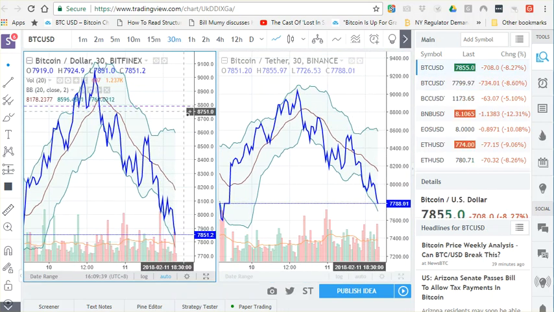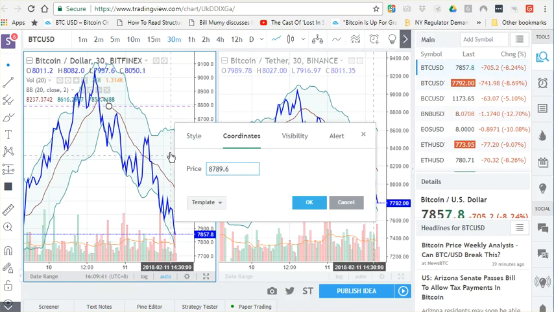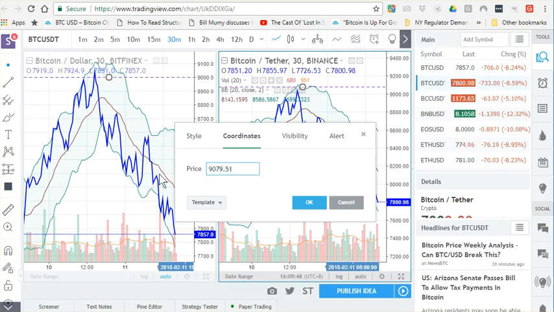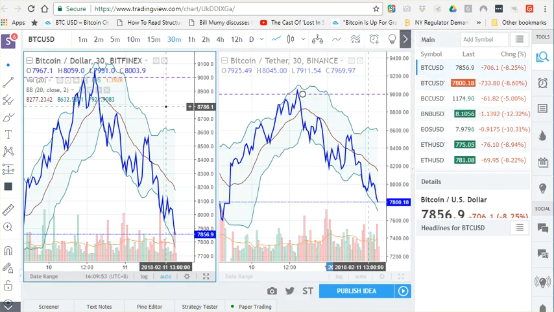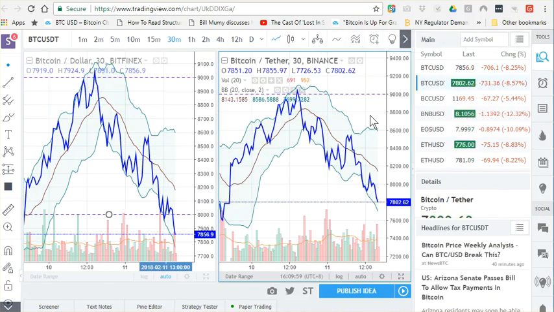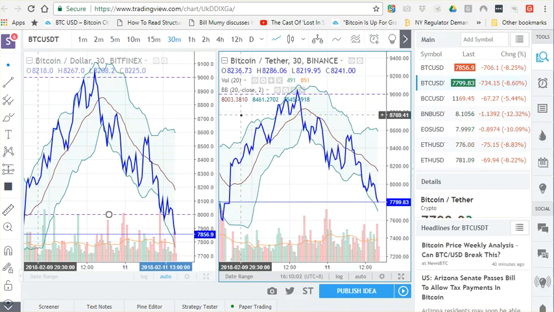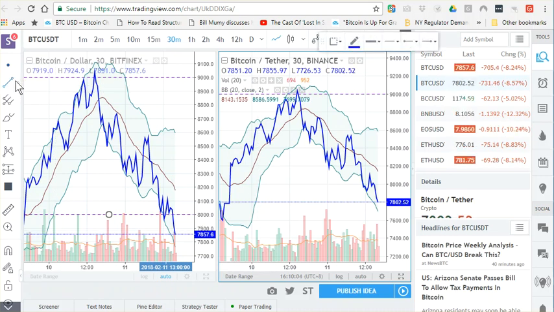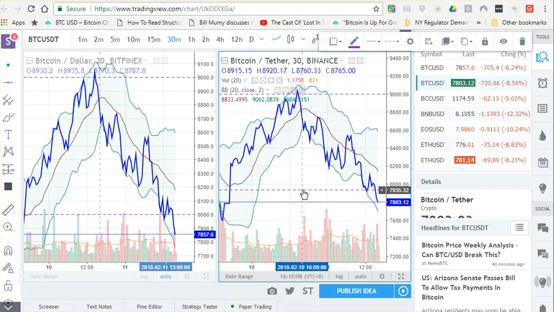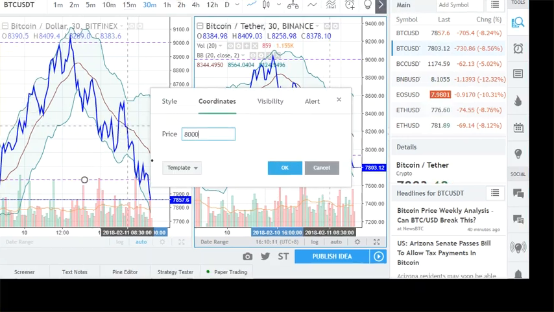So Alt-H, drop a horizontal line. I'm going to put that at 9,000. I'll do the same on the right-hand chart. So Alt-H to add a line, 9,000. I'll do the same at 8,000 as well. You can either press Alt-H or you can also use this option, horizontal line. Double click on that, change it to 8,000.